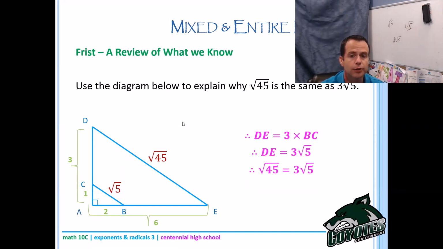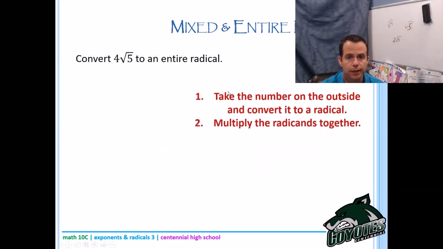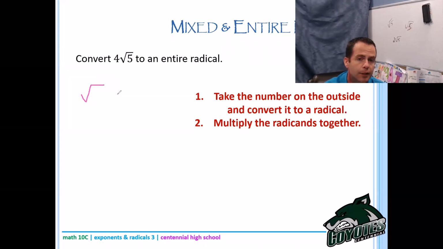Now we're going to start talking about the process. If I wanted to convert 4 root 5 to an entire radical, that means everything needs to be underneath the root sign. I want to take the number on the outside and convert it to a radical. So essentially, I want to change this so that it looks like this. I've got the root of something and the root of 5. This is a 4, that still has to be 4.